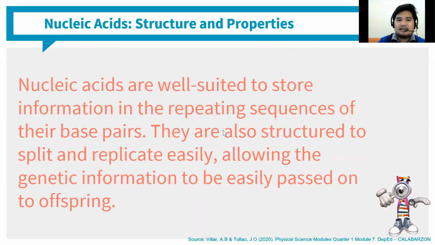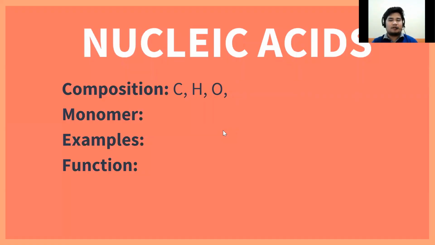Again, related to its structure and properties, nucleic acids are well suited to store information in the repeating sequences of their base pairs. They are also structured to split and replicate easily, allowing the genetic information to be easily passed on to offspring. Let's have an example or short review.